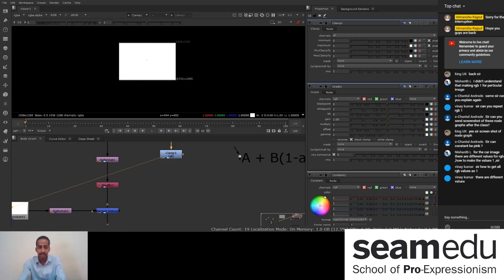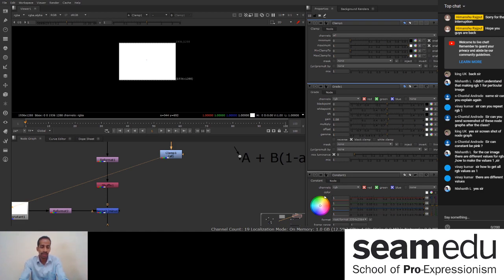Okay, Vinay, I've just answered this question. Any other question I'm just looking into? Chen asked, for the car image, there are different values, which is already done. When I answered how to get all the RGB values as one, there are different values. Yes, I showed you by using the clamp node that this is one. So hope I'm clear with you. Anyone else who has a doubt in those two?